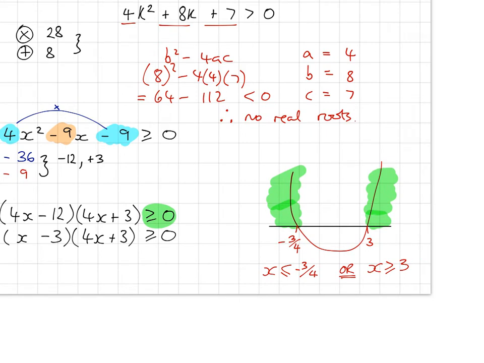Finally, I'm looking for where it's greater than or equal to 0. So I've drawn what that curve would look like. I know where it hits the x-axis, so it's by solving that equal to 0, so positive 3 and minus 3/4, and it's greater than or equal to 0 when it's above the x-axis. Here it's just getting larger and larger and larger, so when the x value is less than minus 3/4, that's when it's above 0, and vice versa here. You must write this word or x is greater than 3 by here.